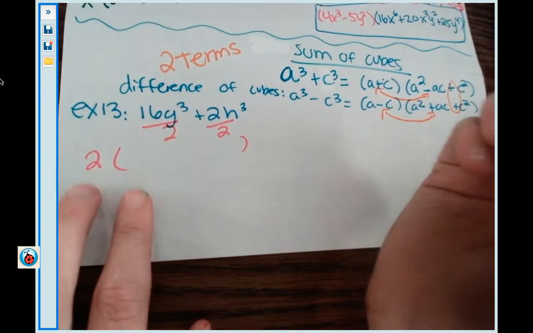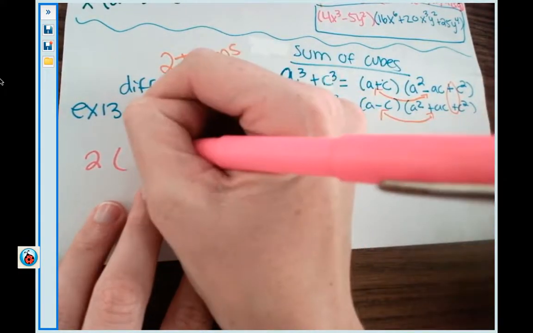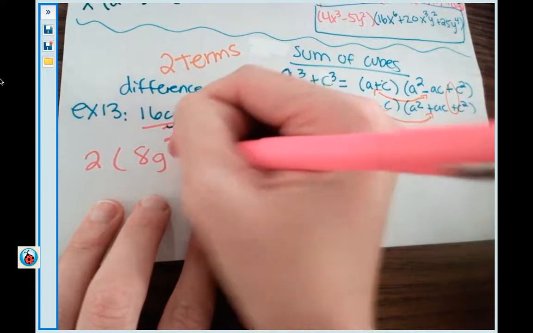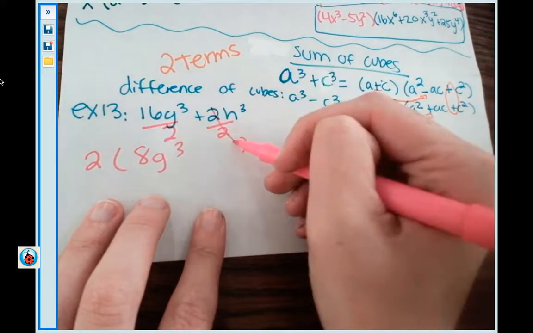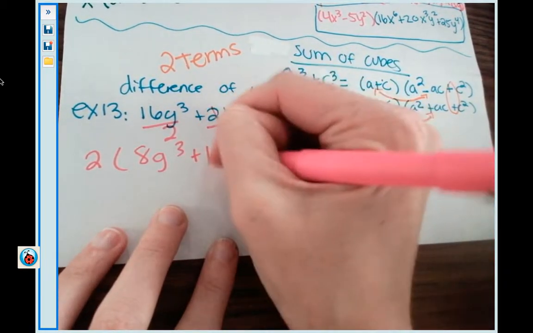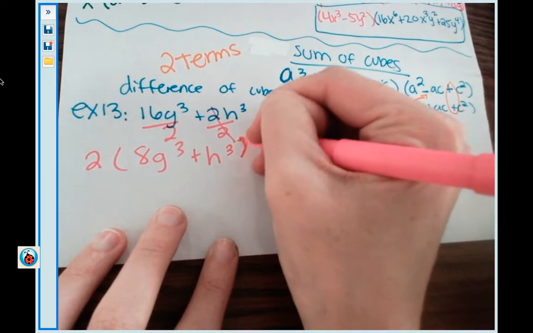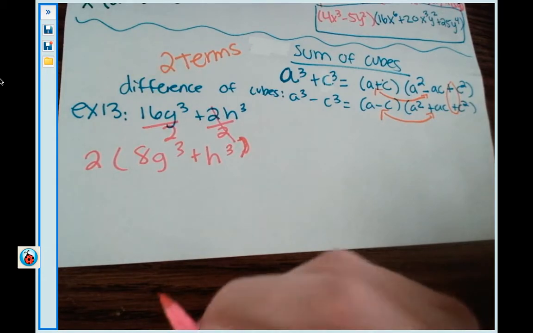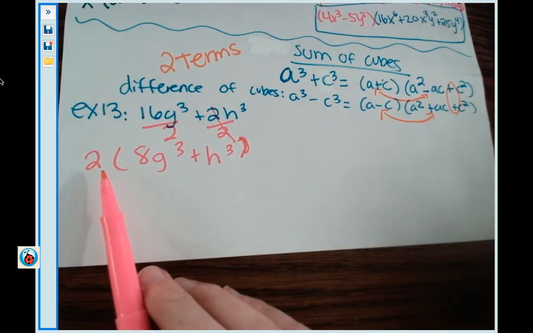Okay, so 16 divided by 2 will be 8g cubed. And 2 divided by 2 cancels out and turns to 1, so it'll be 1h to the third, which is the same as h to the third. Okay? All right, now, be careful. Don't forget, at the very end, you have to put your GCF in the answer.